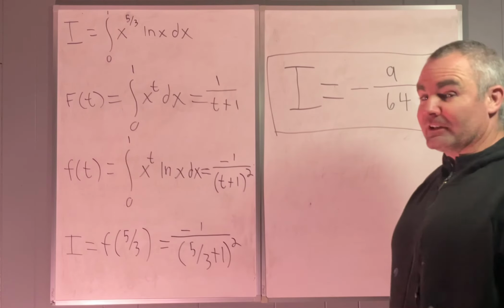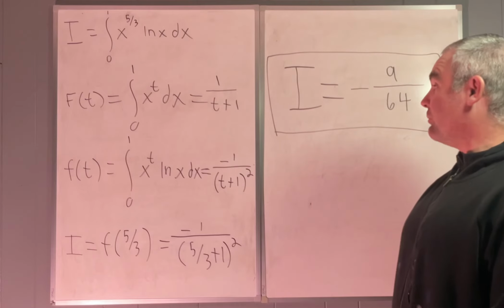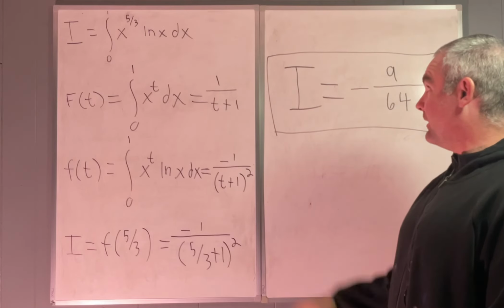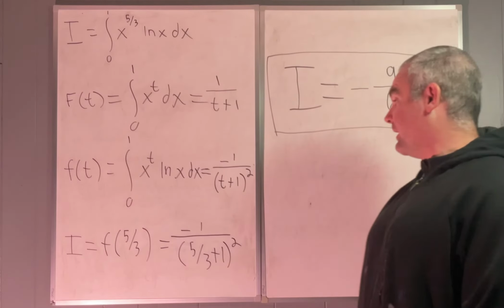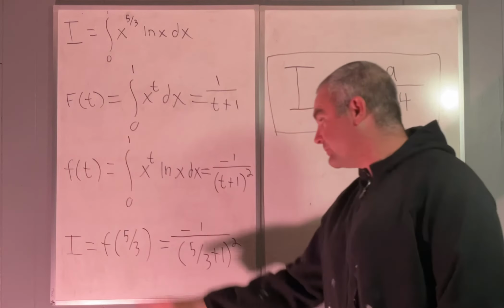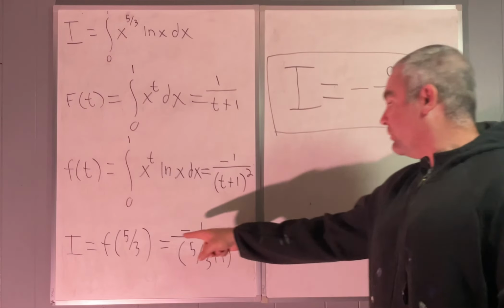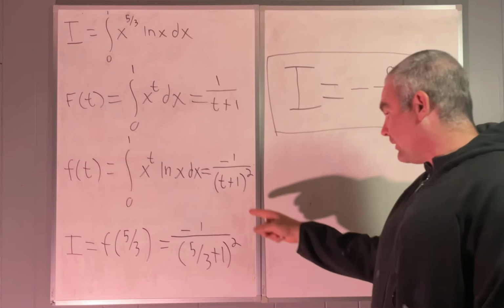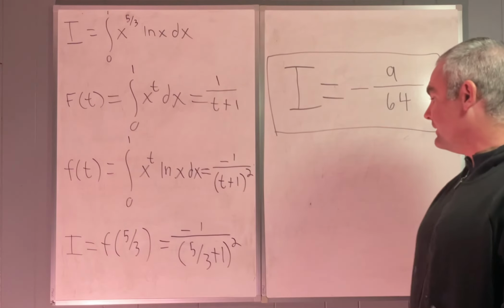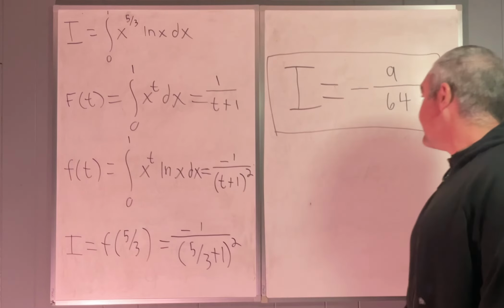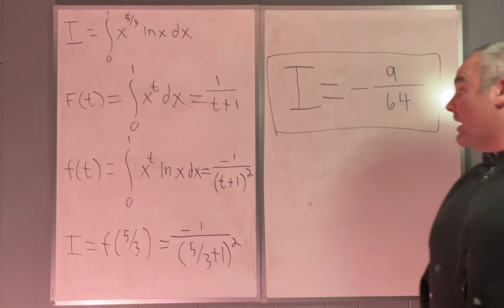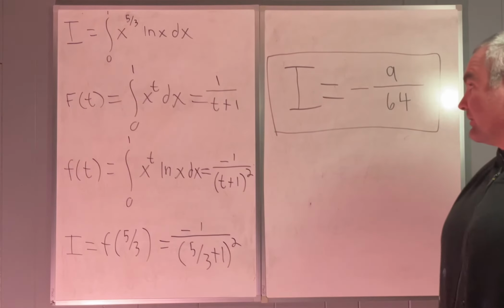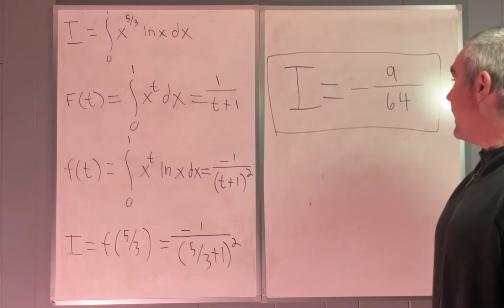So now literally all that's left to do is to plug in 5/3 into our function of t, and then we'll get the answer. And so yes, you see I is equal to f of 5/3, which is equal to -1 over (5/3 plus 1) all squared. And that evaluates to -9 over 64. So that's the answer. And you can verify that using integration by parts if you'd like.